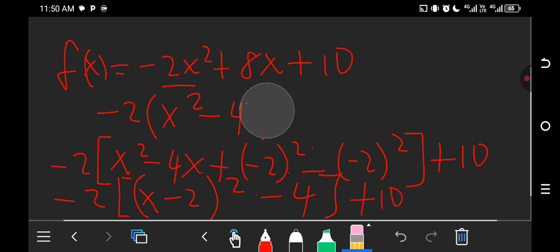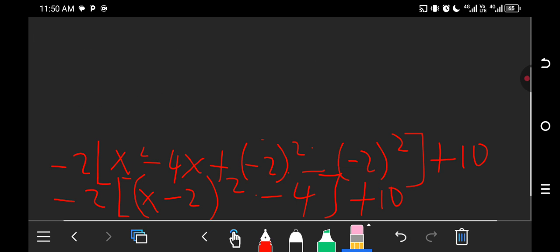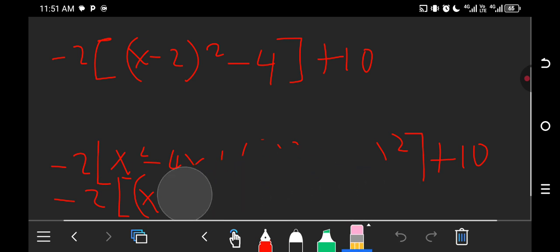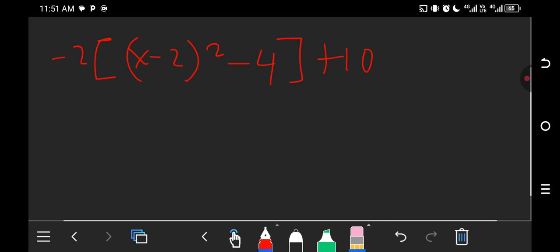At this point now, I can get the value, so I'll say negative 2, that is x minus 2. This is in parentheses, remember. Then I have minus 4 there. Everything is in square brackets. Then plus 10. So I can now follow this function. To follow this, I'll just multiply throughout by negative 2. So I'll have negative 2 like that.